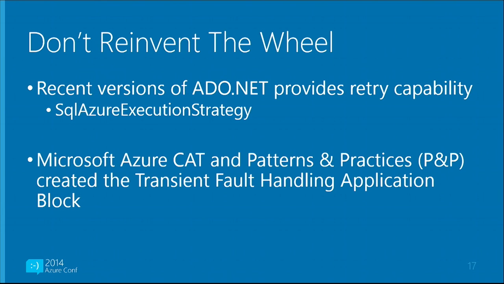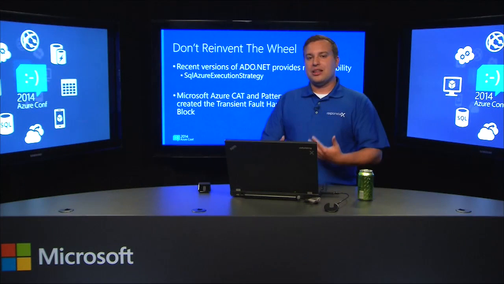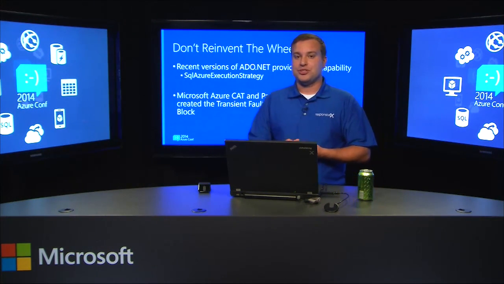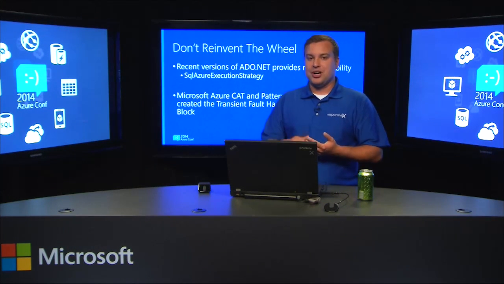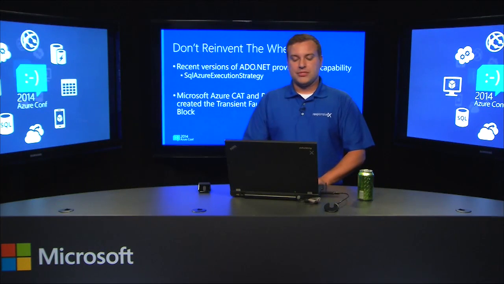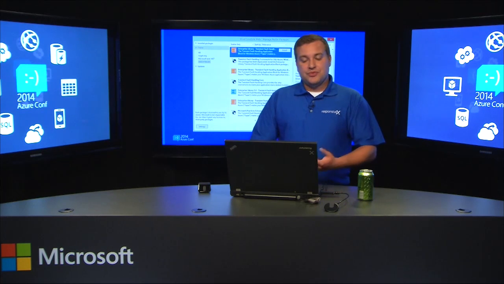Now, in addition to Entity Framework, the built-in mechanisms in EF6, we have mechanisms provided by the Azure CAT and Patterns and Practices team. We have an application block basically for handling transient faults. With this block, we have a lot more capability and flexibility. It works with SQL Database, but it also works with other storage services in Azure, like Service Bus, blob storage, and table storage. So we can use it across the Azure services, not just SQL.